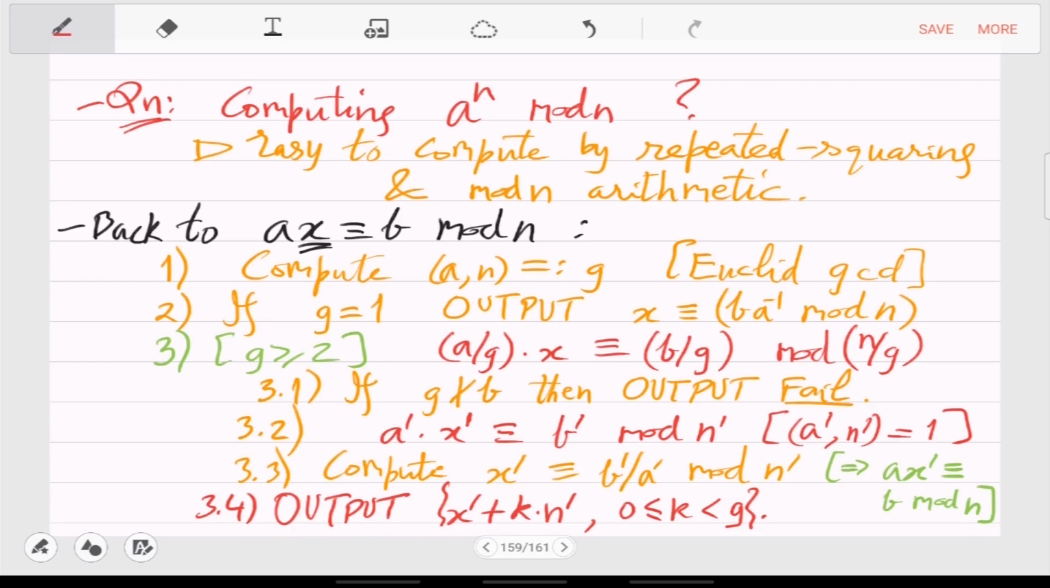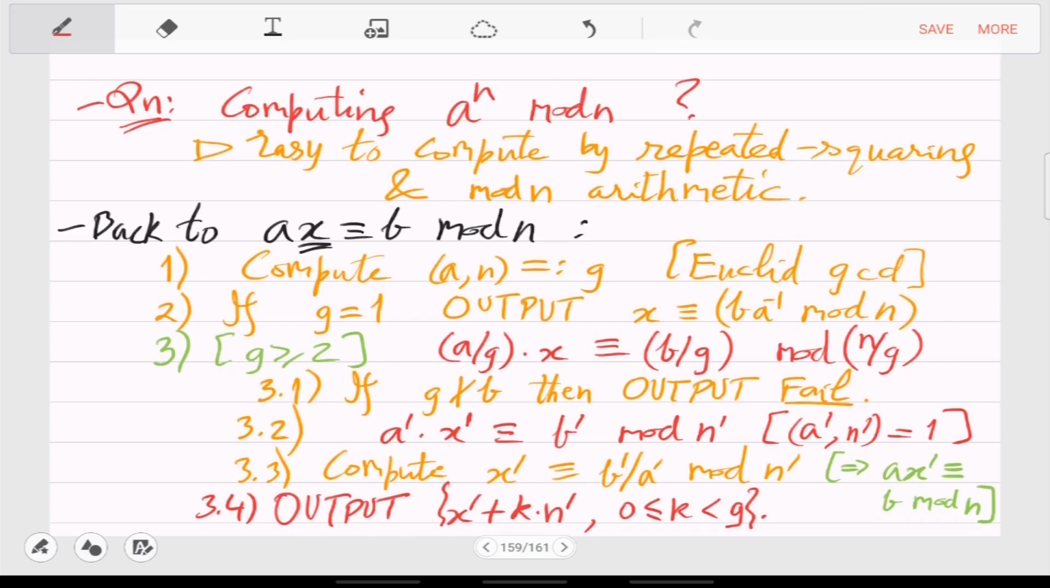On the other hand, if you didn't use this program, then the brute force method would be that you try out all values of x, which is 0 to n minus 1. Right? So for thousand digits, the 0 to n minus 1 is a very big set. So clearly this is exponentially better than brute force. Any questions?